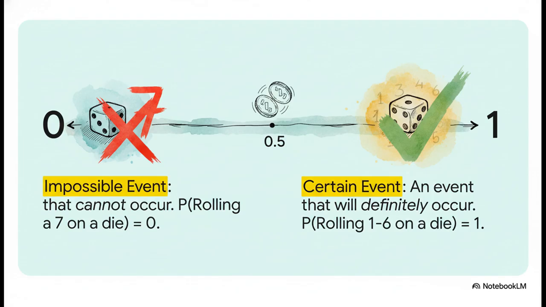That's it. A 0 means it's an impossible event, like there's no way you're rolling a 7 on a normal 6-sided die. A 1 means it's a certain event. You are definitely going to roll a number between 1 and 6. Everything else, every other probability, just lives somewhere on that line between impossible and certain.